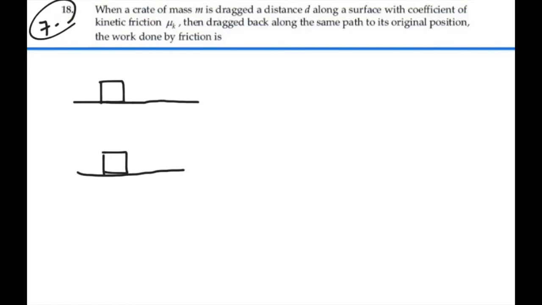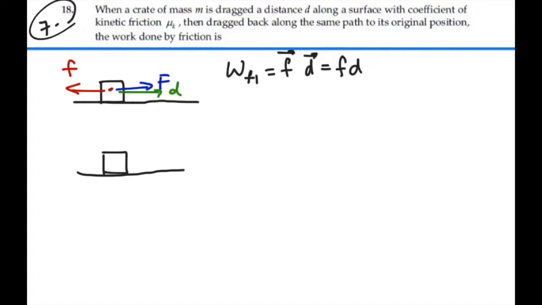As we pull this along with some force F, friction is going to work against that force. So the frictional force is always working against us as we give it some positive displacement. So our first work done by friction, called W_F1, is equal to the frictional force dotted with the displacement, which is going to be the frictional force times d, and there's going to be a 180 degree angle between the two. So as we finish this, this will be cosine 180 degrees.